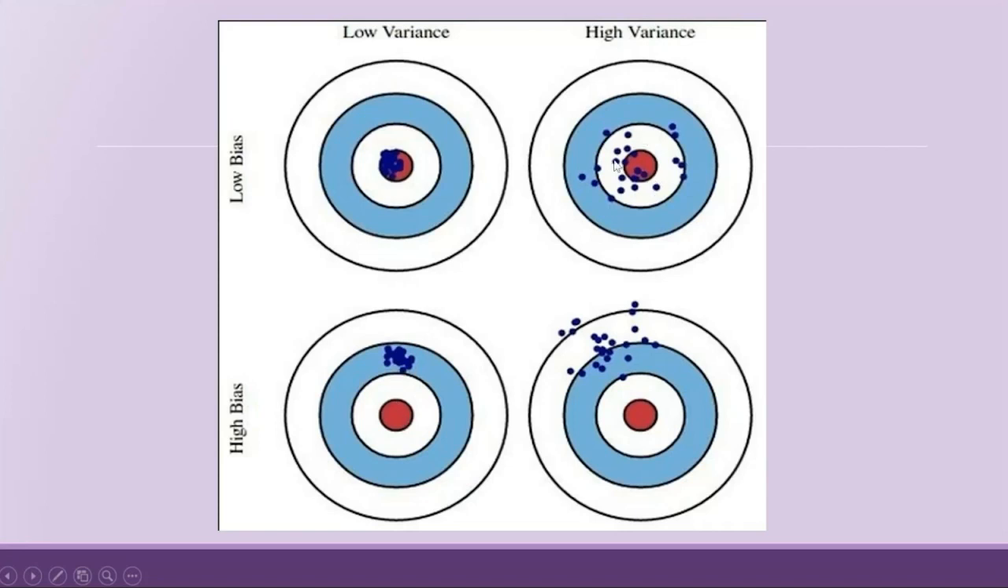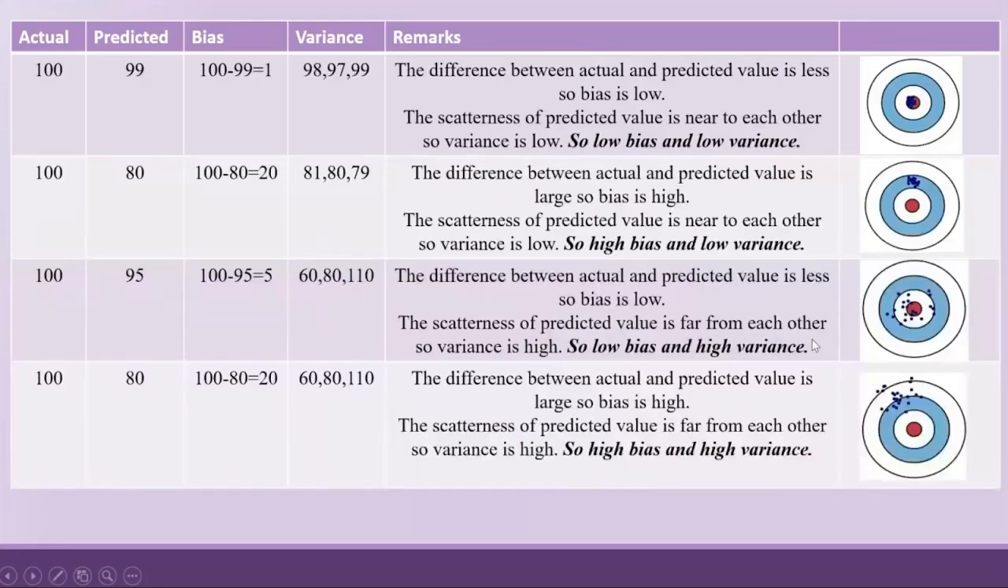Now let us talk about this third one. Variance is high. That is, the scatteredness is very high, but bias is low. Bias is low in the sense that if you take the average of this, you are nearer to bullseye. So biasness is low, but variance is very high. So we don't want any three of this. We only want low bias and low variance. So the fourth one is high bias and high variance. This is not at all desirable, right?